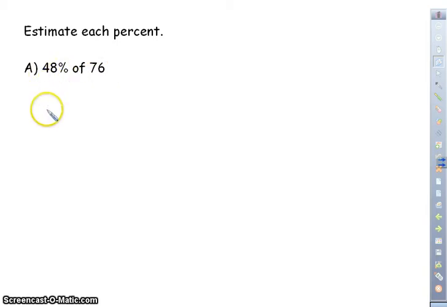48%, looking at that chart you have written down, would be equivalent to 1/2, 50%. That's the closest percentage to 48, so that's what you're going to want to use. Times a number that is compatible to 76. Multiples of 5 would be the best, so we could round this to possibly 80 over 1, and you could cross reduce, dividing both by 2 to get 40. Many of you know that 1/2 of 80 is 40.